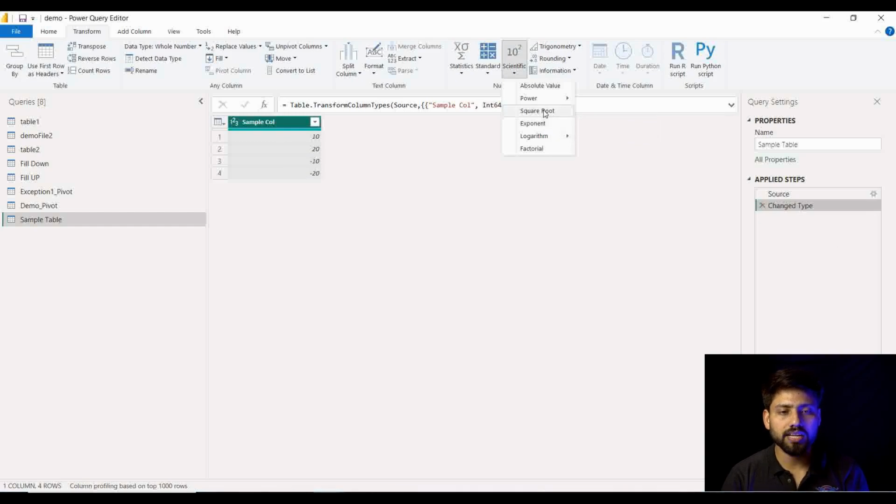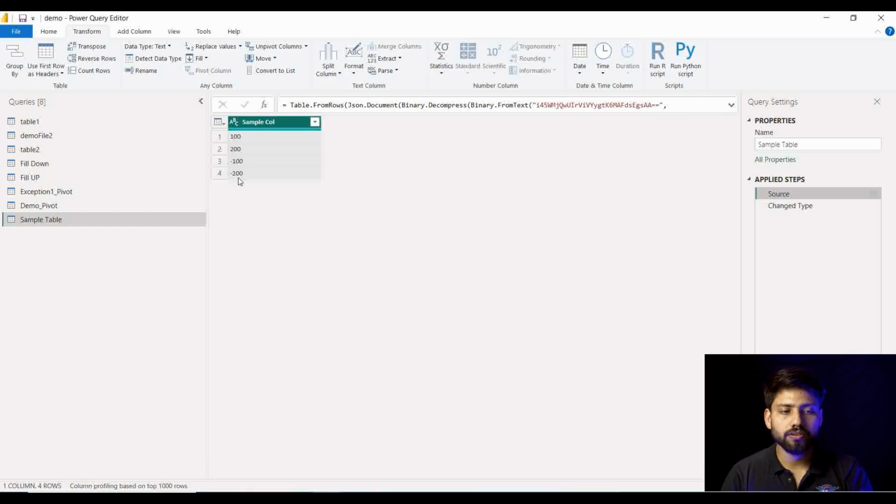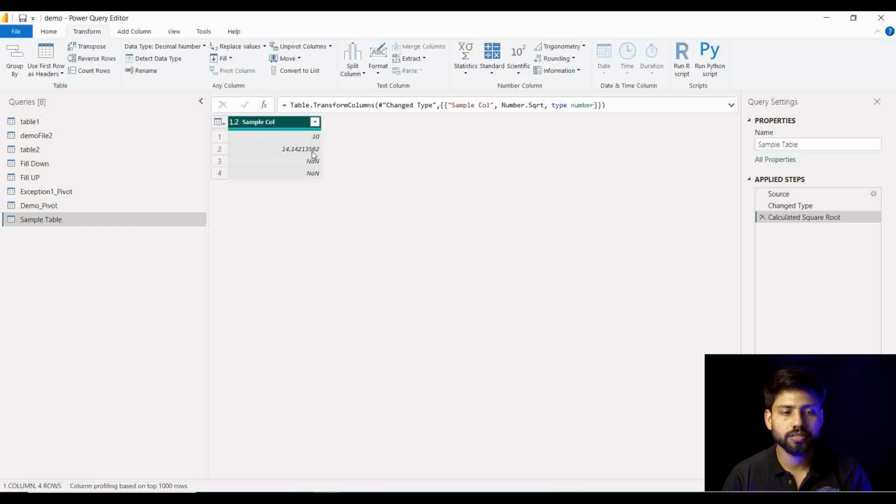Now moving to the other option, that is square root. I had taken 10, but I will change it to 100, just for illustration purposes, so it is easy to judge whether the formula is getting applied correctly or not. So I've taken values like 100, 200, minus 100, minus 200. Now changing the type and applying square root over it, you can see that 100 has been changed to 10, and 200 has been square rooted, giving us 14 point something. And whatever is negative can't have a square root, so it comes as NaN. Whatever value is undefined will come as NaN.